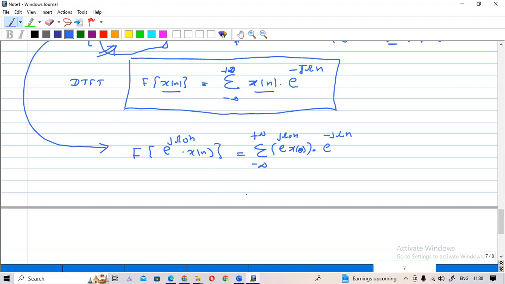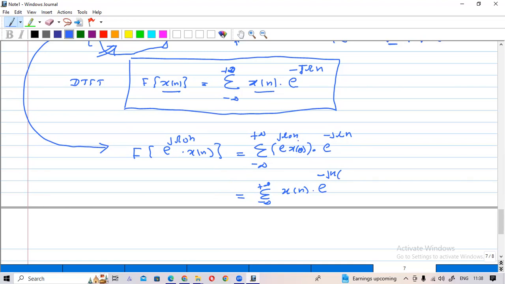Okay, now you can write this like this. Minus infinity to plus infinity, xn. Now this is e to the power j omega naught n, and here e to the power minus j omega n. So I will take minus jn, which is common to these two terms.